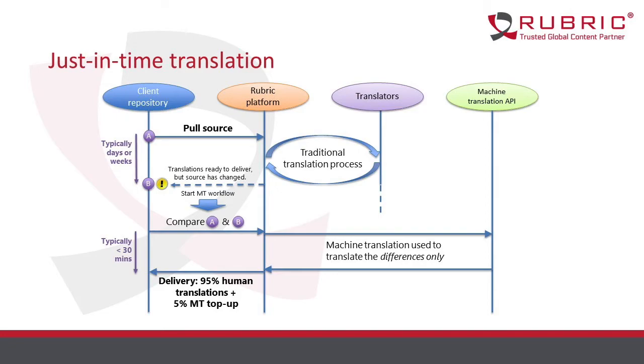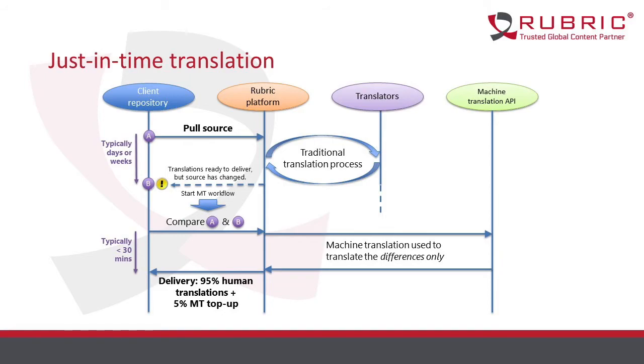So this picture is a bit more complicated. What we have here is time going from top to bottom and various platforms and processes across from left to right. So the client's repository here starts at point A, and we are going to pull the whole of that content for translation. It will go into our translation management platform, and it'll go through a traditional human translation process, which may take days or potentially weeks, depending on the volume and the complexity.